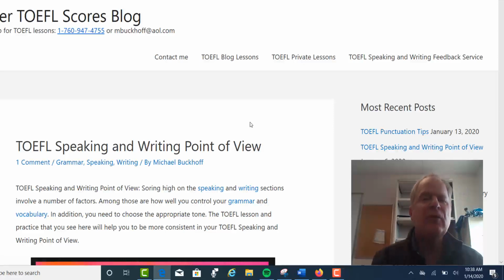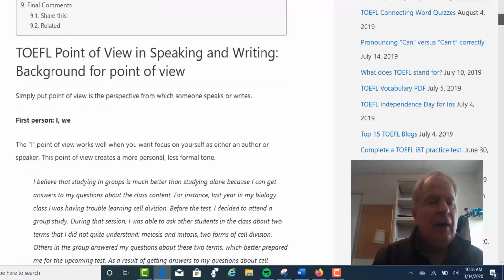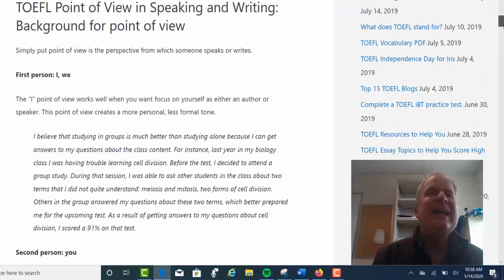Okay, so let's take a look at what I'm talking about. Now, generally speaking, if you look at the independent speaking task, it is typically better to use the I or the we point of view.